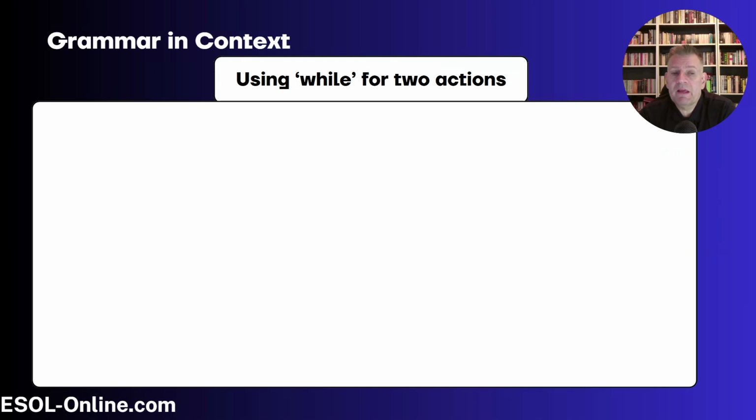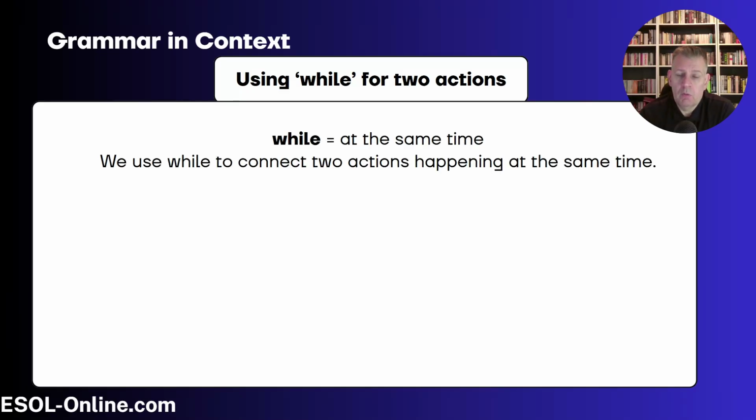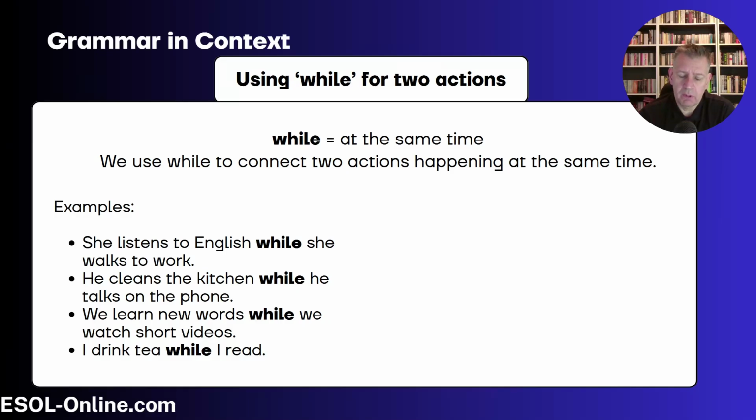And each lesson will then continue with a grammar task. In this one today, we're going to be looking at using while for 2 actions. We use the word while when we're saying that about 2 things happening at the same time. Let's see how this works as grammar. So for example, she listens to English while she walks to work. 2 simple sentences, which is subject, verb, object sentences, very simple sentences linked with this word while.